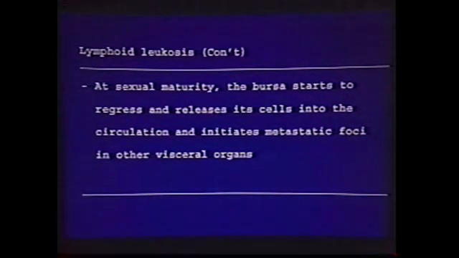So the two primary lymphoid organs of the immune system, the bursa and the thymus, will start to regress after sexual maturity. So we're talking about lymphoid leukosis when a focus of rapidly growing lymphoblasts metastasizes to other parts of the body and initiates tumorous nodules in other visceral organs: the spleen, the liver, and sometimes the wall of the intestine.